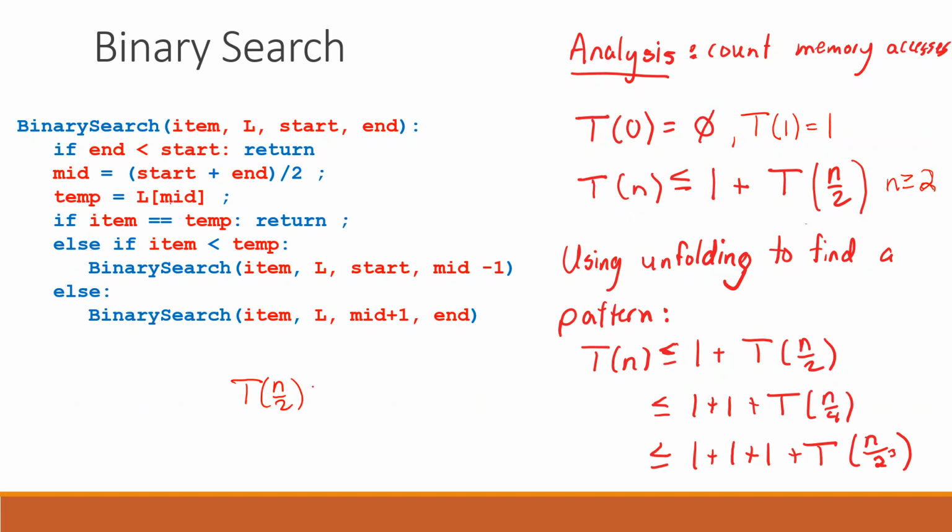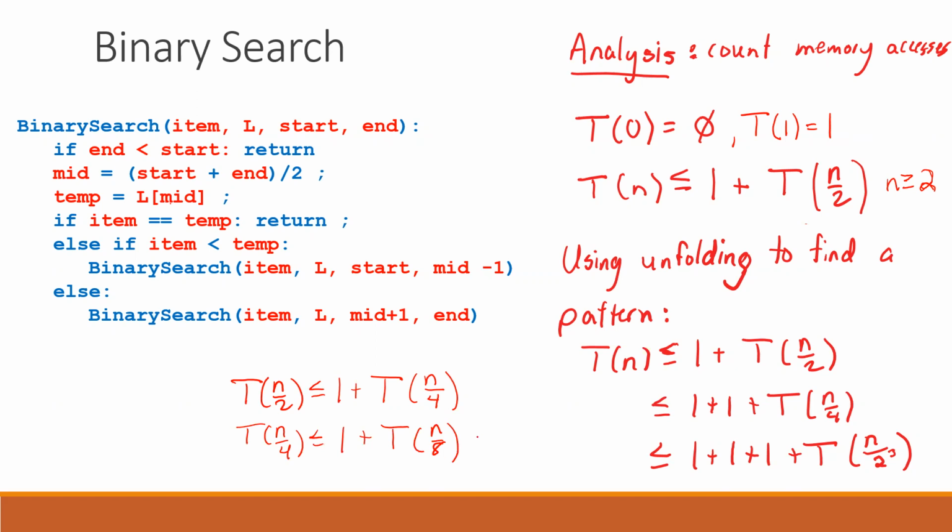So what we get is less than or equal to 1 plus T of n over 4, right? So we take this equation, and then we substitute for T of n over 2 this expression. And then we get 1 plus 1 plus T of n over 4. And then T of n over 4, we can say is less than or equal to 1 plus T of n over 8.